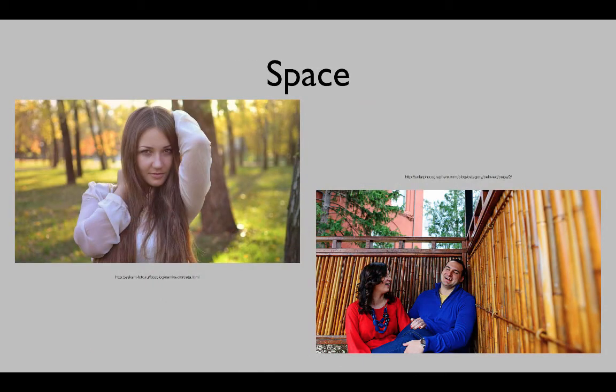You can also have contrast or affinity of space. On the left, you have affinity of space. There's nothing but deep space in that image. On the right, you have contrast of space. Contrast the flat space behind the couple with the deep space of the rail in the immediate foreground.